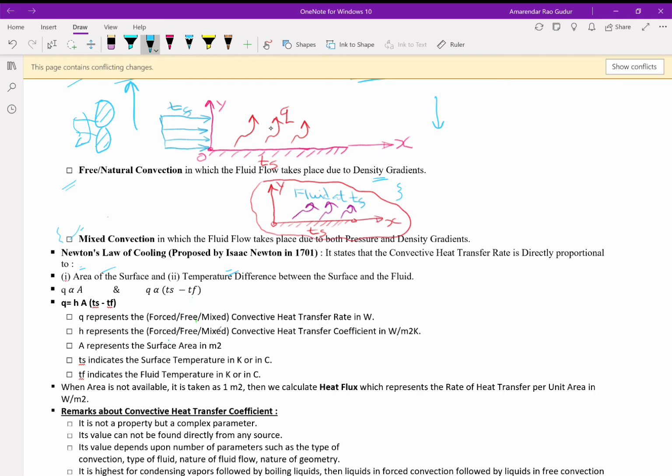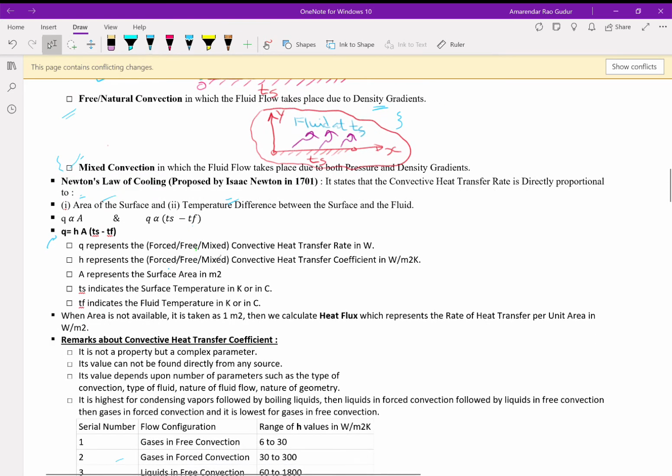And if you combine both of them and introduce a proportionality constant, Q becomes h A (Ts minus Tf), where Q represents forced, free or mixed convective heat transfer rate in watts, and h stands for forced, free or mixed convective heat transfer coefficient in watts per meter square Kelvin or watts per meter square degree centigrade. Then A represents the surface area in meter square. Ts represents the surface temperature in Kelvin or in degree centigrade. Tf stands for fluid temperature in Kelvin or degree centigrade.